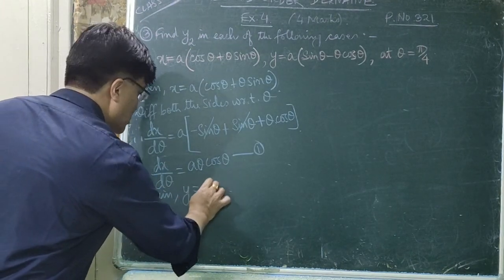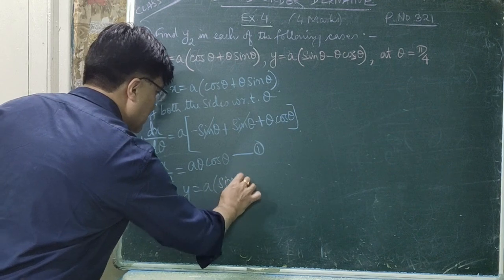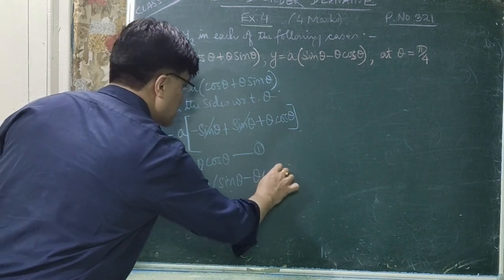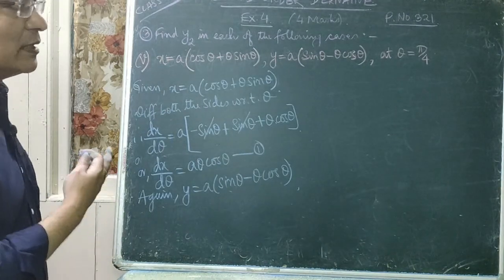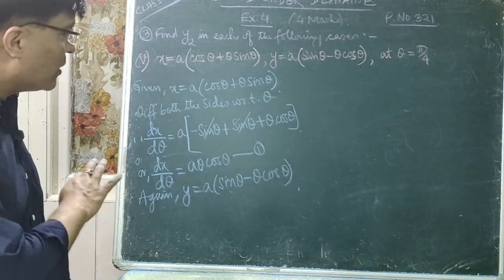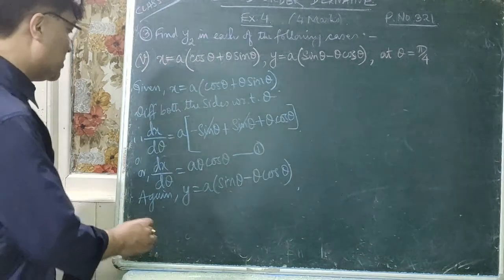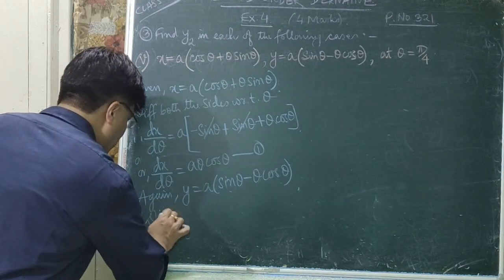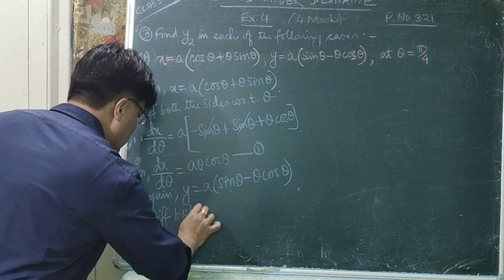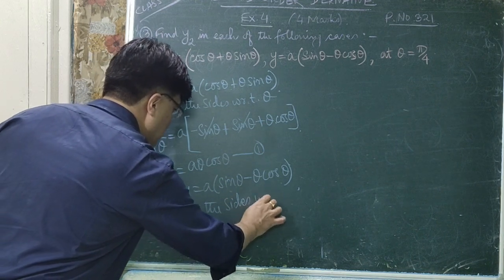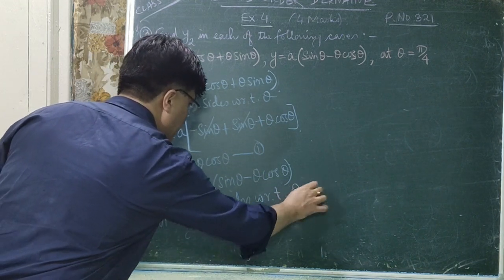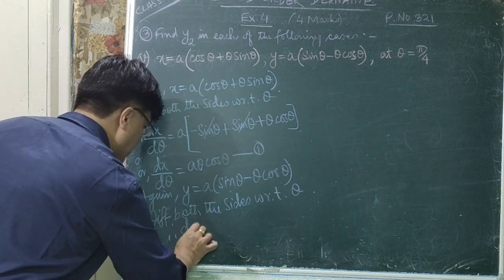Again, y is equal to a within bracket sin theta minus theta cos theta. Now again you have to get the value for dy by d theta. That means you have to differentiate both the sides with respect to theta, right? So differentiating both the sides with respect to theta.